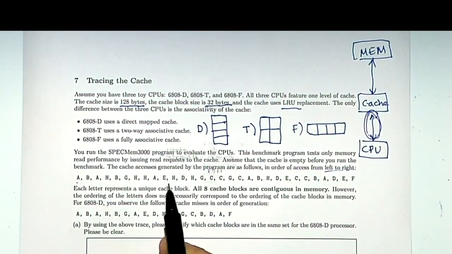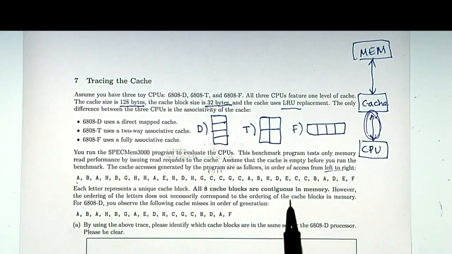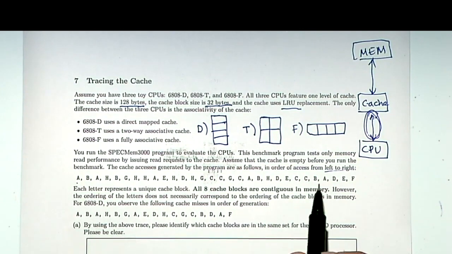So every single letter here represents a unique cache block. And all 8 blocks are guaranteed to be contiguous in memory. However, the ordering of the letters does not necessarily correspond to the ordering of the blocks. So it's a mystery for us to solve. We don't know how these fit together.